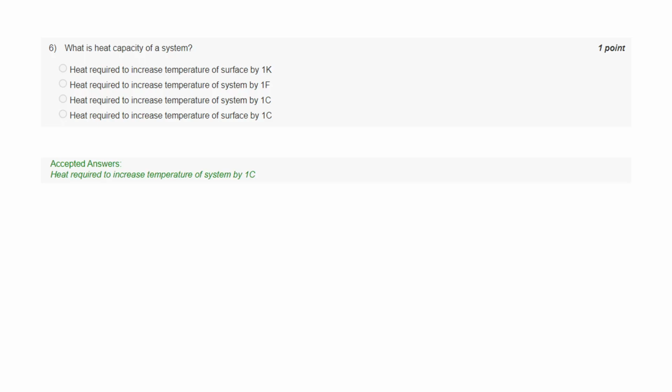Let's see. Yeah, so essentially, heat capacity of a system is the heat required to increase the temperature of a system by 1 degree Celsius. So heat capacity is a system phenomenon and not a surface phenomenon. Just keep that in mind when you'll be dealing with such questions. I'm assuming no doubts in this question. I'll move on towards the next.